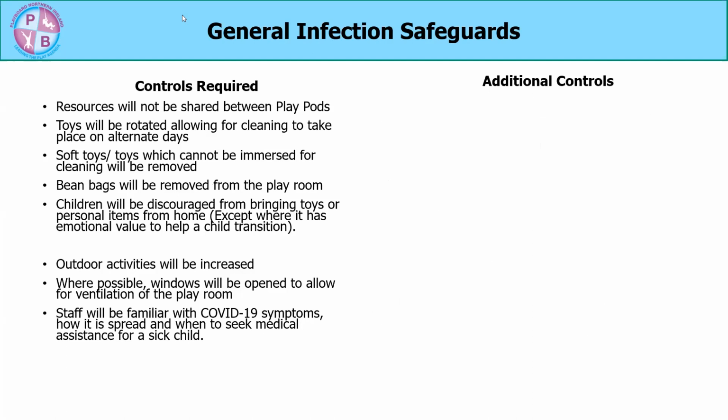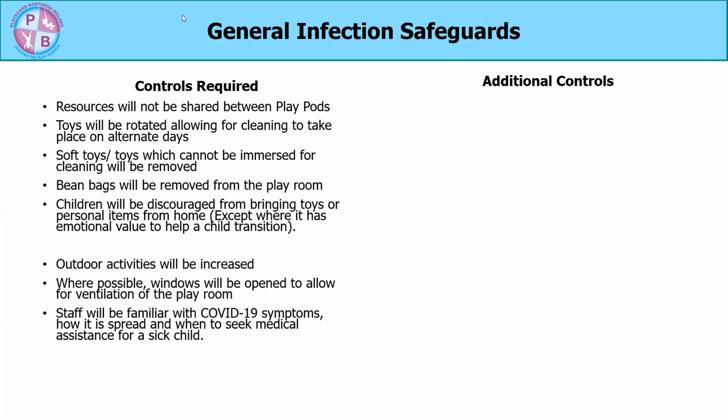So some of the general infection safeguards that you would want to be aware of, okay? Resources will not be shared between play pods. Version 4 of the guidance removes the requirement to operate play pods in a maximum of 12 children. However, the concept remains that you should keep children and adults in consistent groups as far as possible. So if you operate a play group and an after school in the afternoon, those essentially are two different groups. So you shouldn't be sharing the resources between the two, okay?